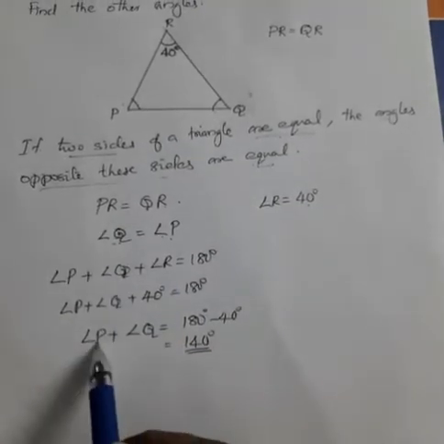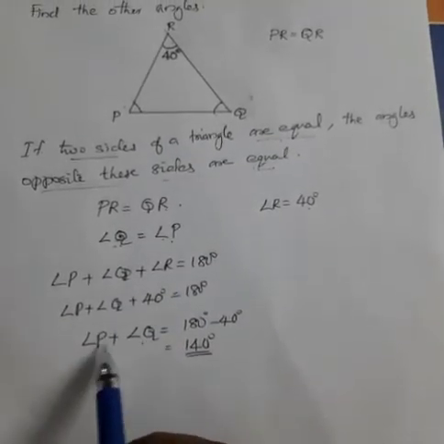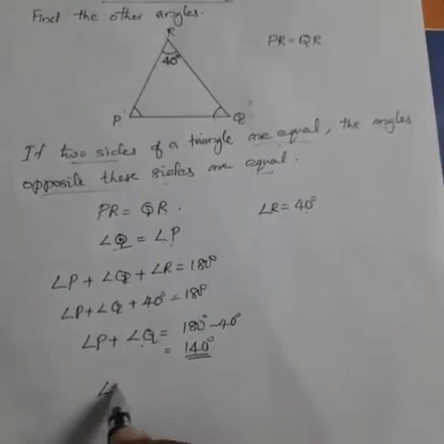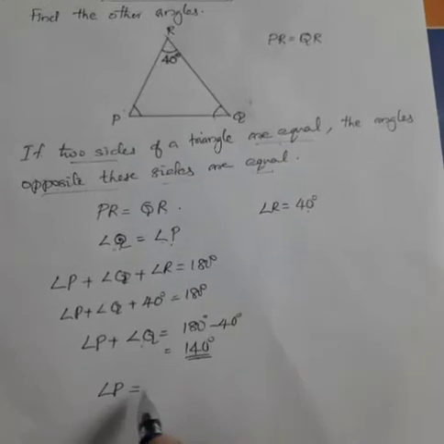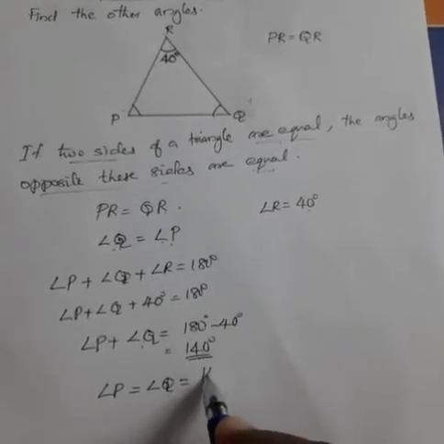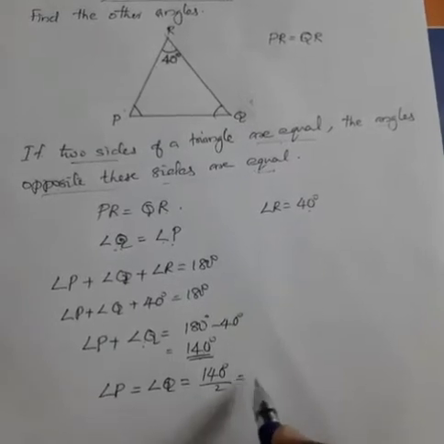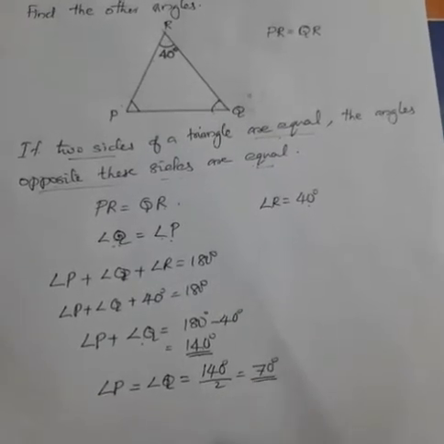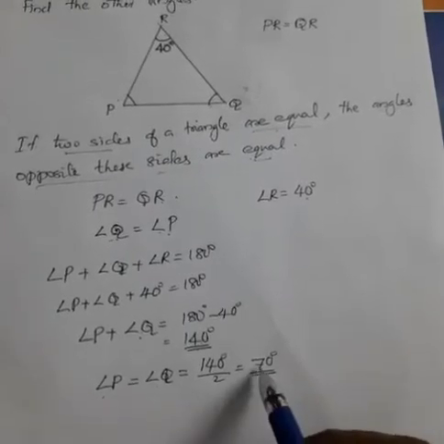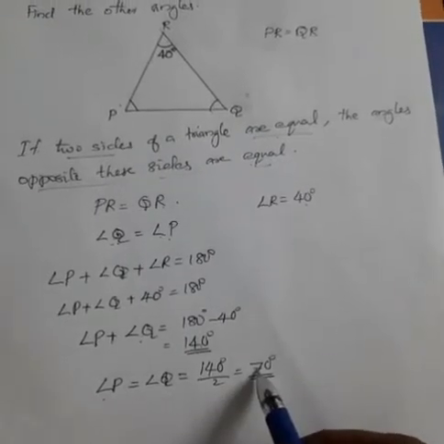That means these two angles are equal and their sum is 140. So what about angle P and what about angle Q? It is half of this. So 140 by 2, it is 70 degrees. So angle P and angle Q both are 70 degrees each.